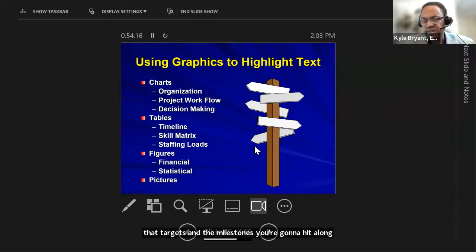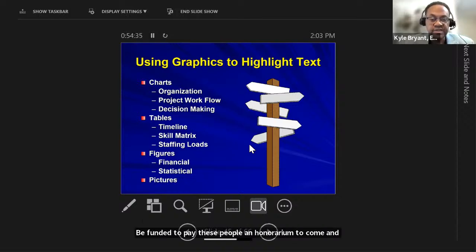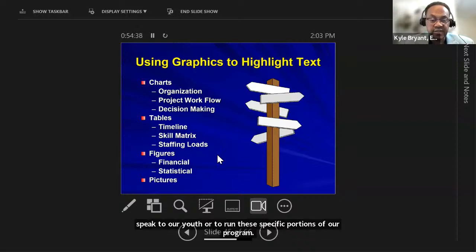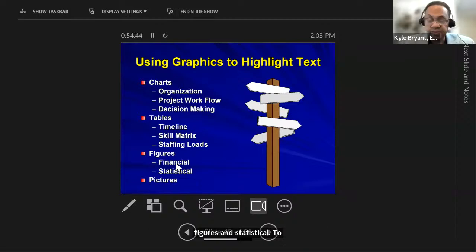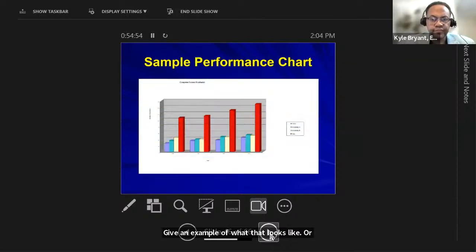Also, a skill matrix. You could have a table of these are the people that we're hiring, and the contracted staff and the subject matter experts and their years of expertise in this field, justifying why we need to be funded to pay these people an honorarium to come and speak to our youth or to run these specific portions of our program, and your staffing loads. Also use figures, financial figures and statistical figures, especially with your budget, of course, and pictures, like I said, to give an example of what that looks like for your project. A performance chart could have different things like a bar chart similar to this.